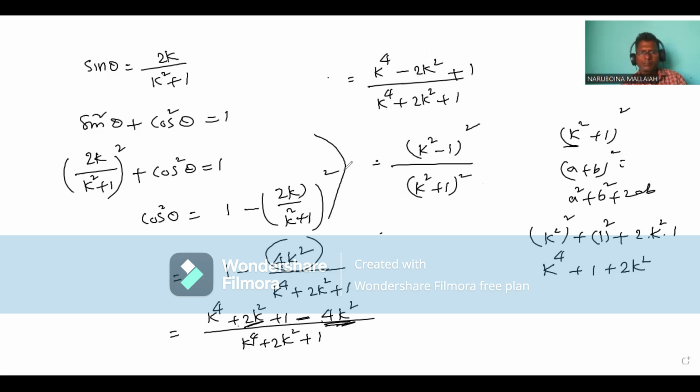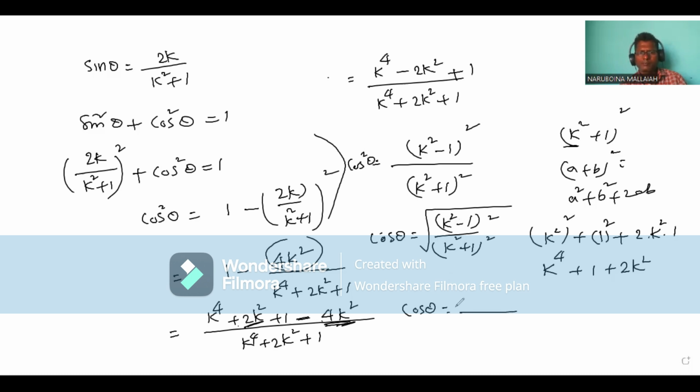So here I am writing cos square theta is equal to this. We want only cos theta, so sending the square, it will become a square root. So k square minus 1 by k square plus 1, here whole square and here also whole square. Now cos theta is equal to this, and square and square root get cancelled.